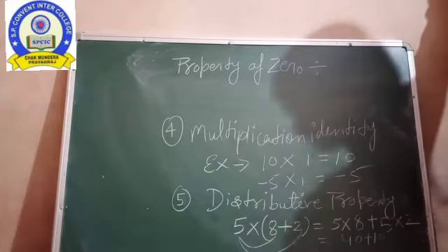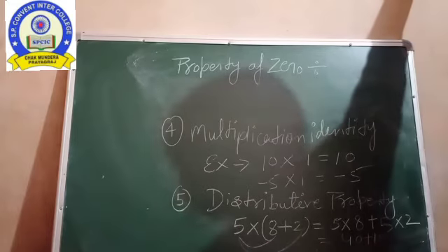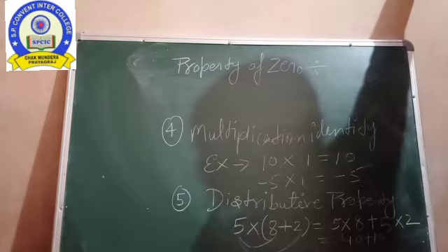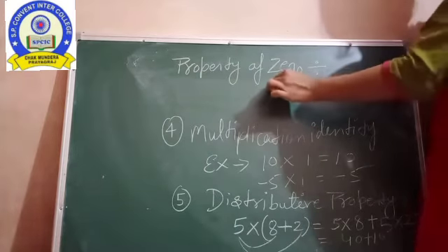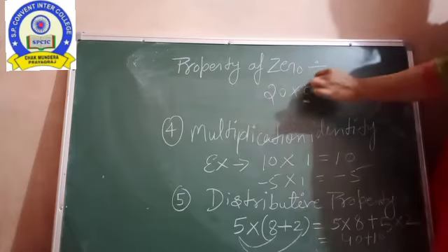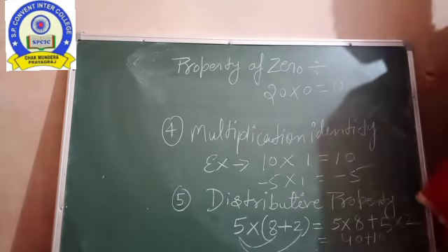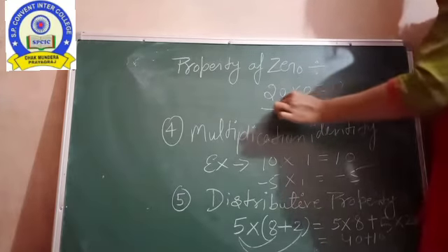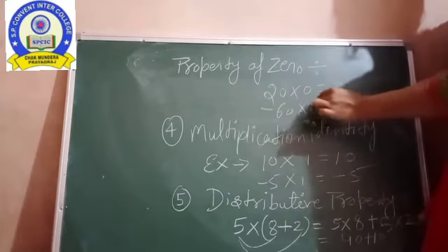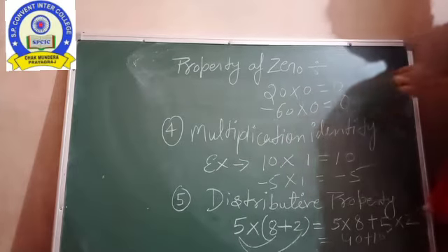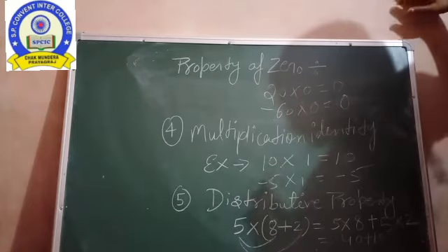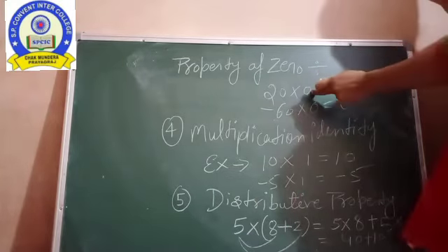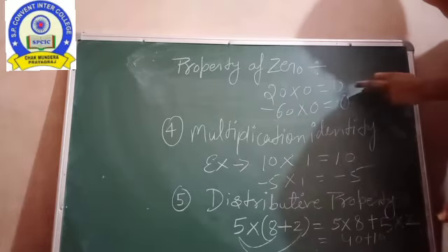What is the property of 0? When any integer is multiplied by 0, the product is always 0. For example, 20 multiplied by 0 is equal to 0. If minus 60 is multiplied by 0, it is equal to 0. It means when any integer is multiplied by 0, the product is always 0.